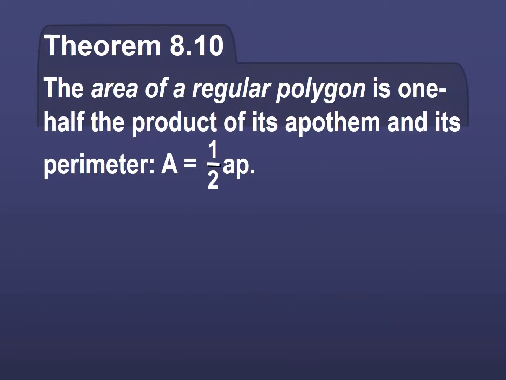All right, there's a formula for the area of a regular polygon. It's 1/2 the product of the apothem and its perimeter. So 1/2 A times P, where A is the apothem, which goes from the center to a side, and P is the perimeter. The perimeter is where you add up all the sides. It's the length of the outside altogether.